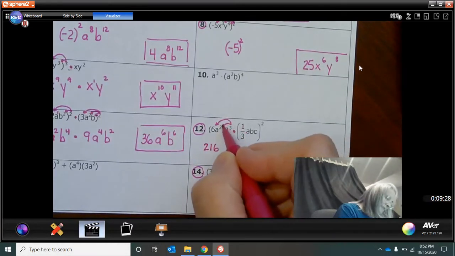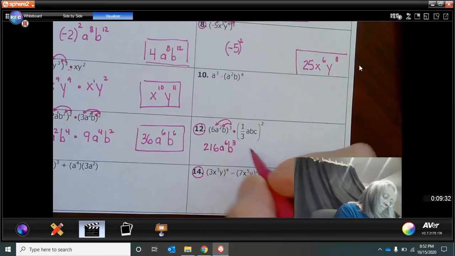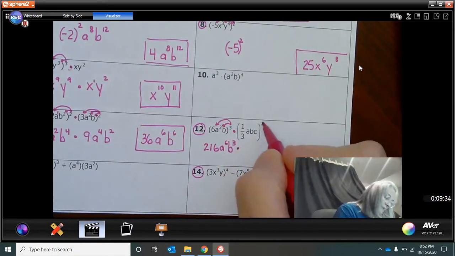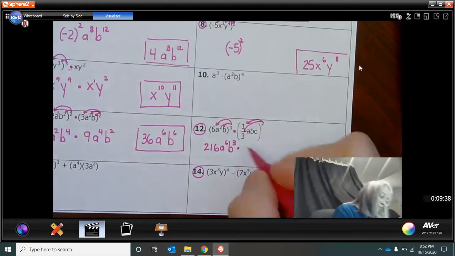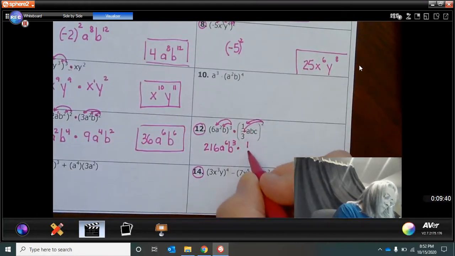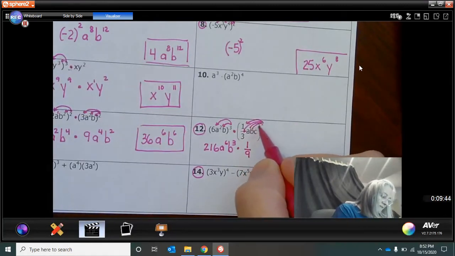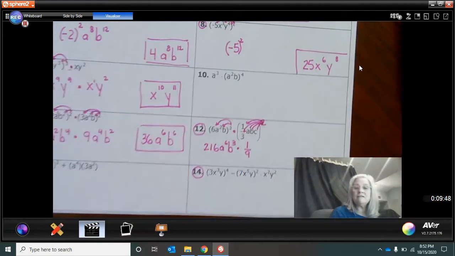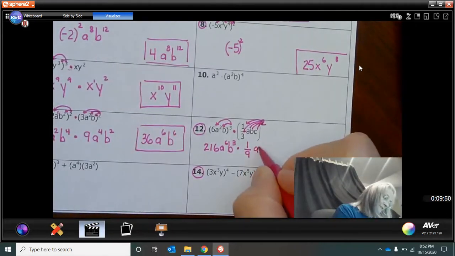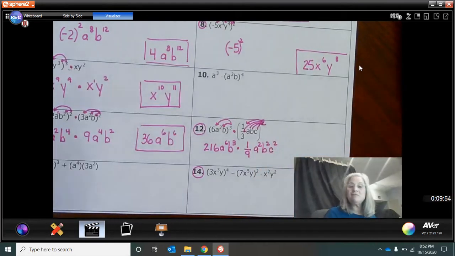And then I have a to the 6th, b to the 3rd. Now I'm going to multiply that times this, but let me just go ahead and raise each of these to the power of 2. So 1 times 1 is 1, 3 times 3 is 9. And then I have a to the 1st, b to the 2nd, c to the 1st being raised to the 2nd power. So that becomes a squared, b squared, c squared, because 2 times 1, 2 times 1, 2 times 1.